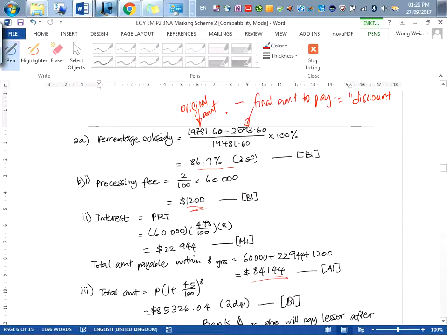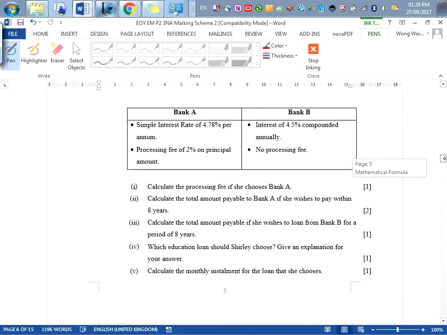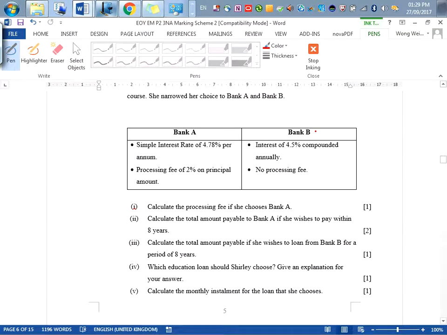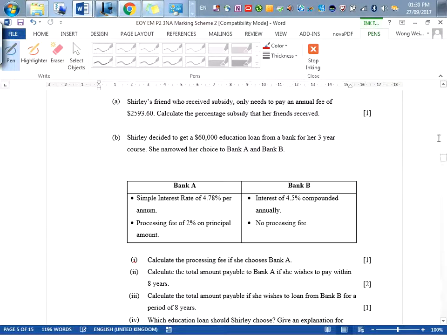So back to this. Now if she had taken the loan from bank B, wow, looks good, no processing fee. But it is 4.5% compounded annually. It looks less than this. Shouldn't we all just choose this? It is not as simple as that. We need to work it out. What is the formula for compound interest?